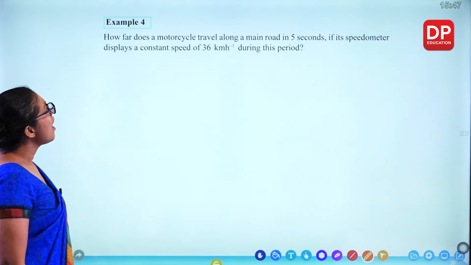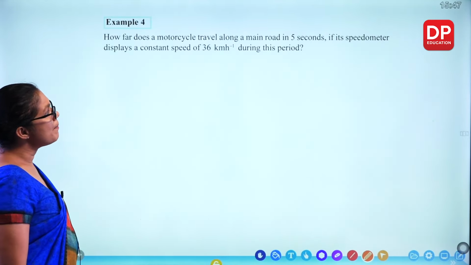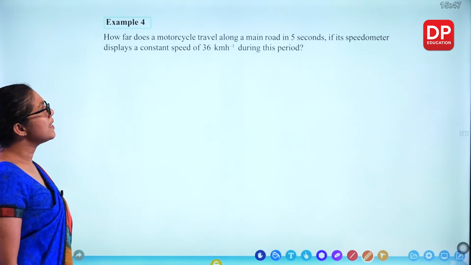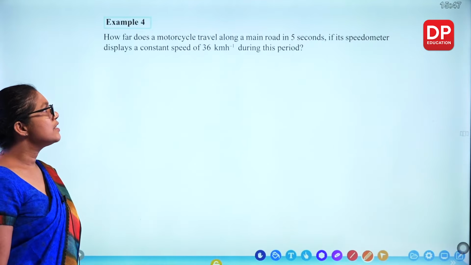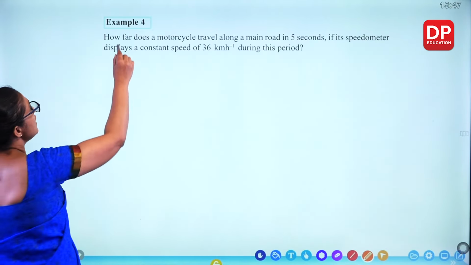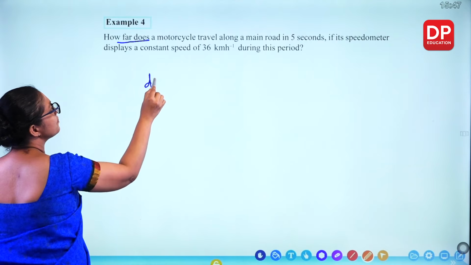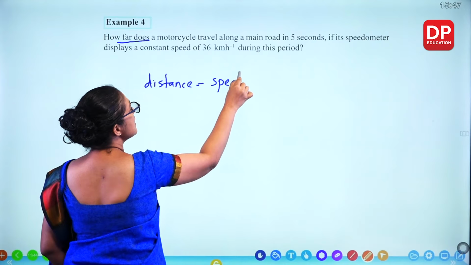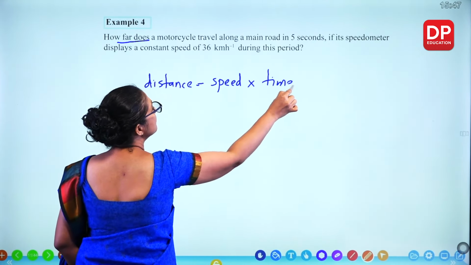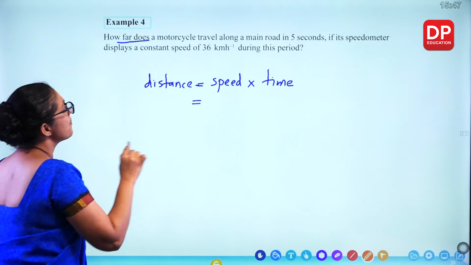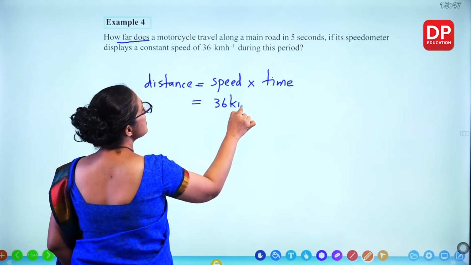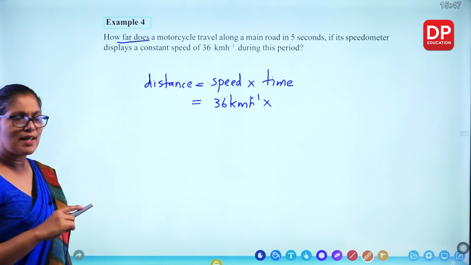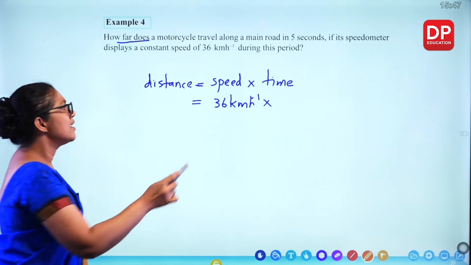Example number 4. How far does a motorcycle travel along a main road in 5 seconds if its speedometer displays a constant speed of 36 kilometers per hour during this period? So you need how far. That means distance traveled. So distance is equal to speed into time. What's the speed? 36 kilometers per hour. And what's the time? 5 seconds. Can we apply 5 seconds there? No, the units are different.